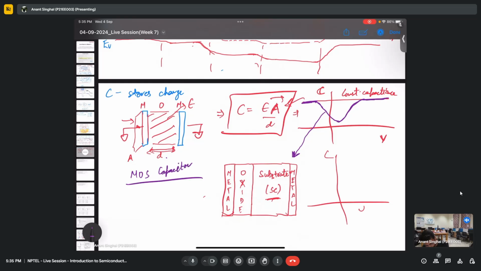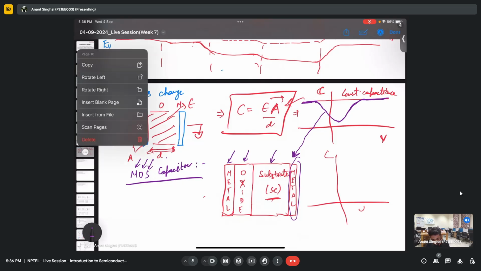So MOS capacitor is nothing but metal oxide semiconductor. So we have metal, we have oxide, we have semiconductor. So this is just a contact layer. We can ignore this. First of all, why are we calling it a capacitor? Because again, it will store charge, but in some other way. So we have some variable capacitance associated with a MOS capacitor. So that is why we also call it a variable capacitor.